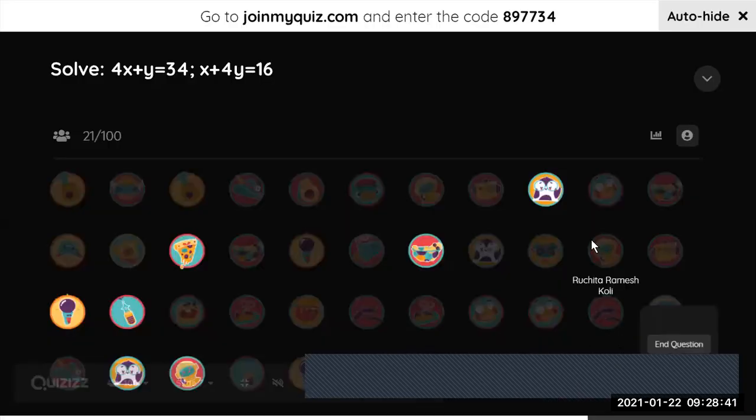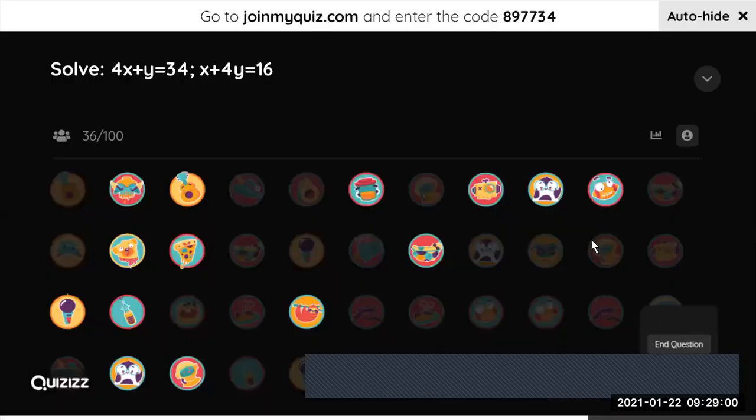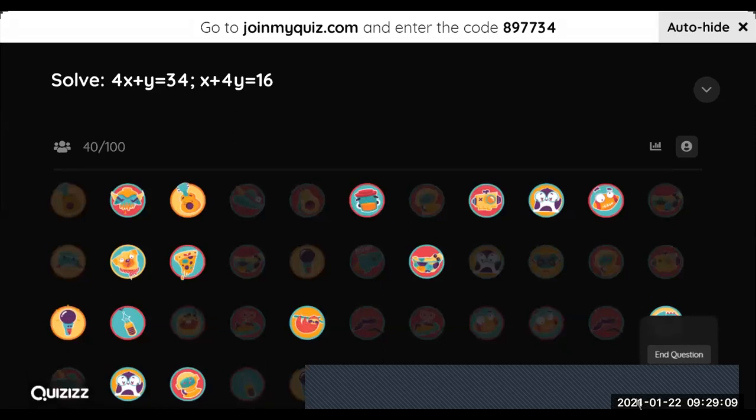the quiz link, and I see 21 of you have already answered it, and we have 100 participants. Great. So far we have got y equals to 2. Be very careful with the solutions, with the choices that you have. We have got y equals to 2, and you are solving for x. The solution should be of the form x comma y.